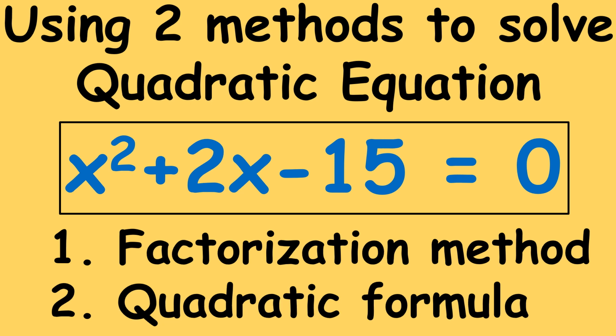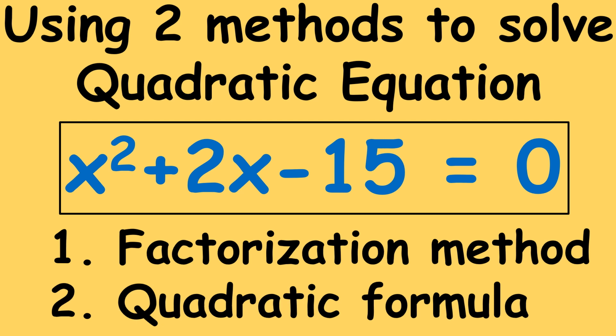Today we'll be looking at using two methods to solve the quadratic equation x squared plus 2x minus 15 is equal to 0. The two methods we'll be looking at include the factorization method and the quadratic formula. We'll be applying two methods in solving the quadratic equation. First, factorization, while the second will be the quadratic formula.